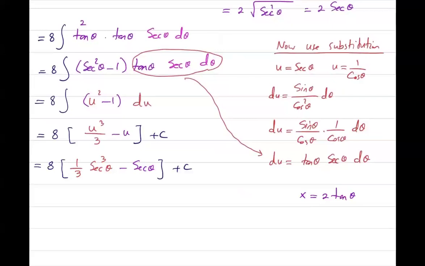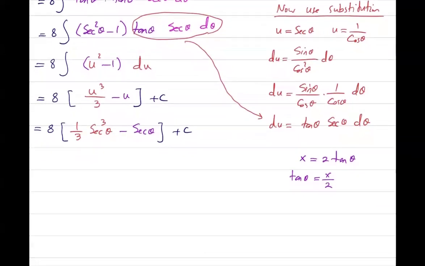Okay, but what is secant? Now the question is, how do you make some adjustments and rewrite this in terms of x? Since tangent of theta is equal to x divided by 2, from the right triangle, what do we have? This is my right triangle. Let me use a different color for this.